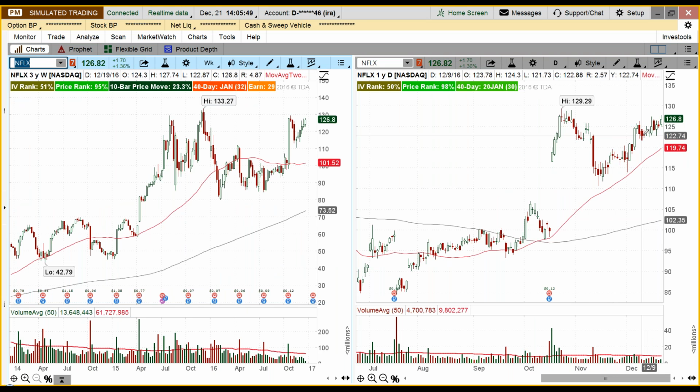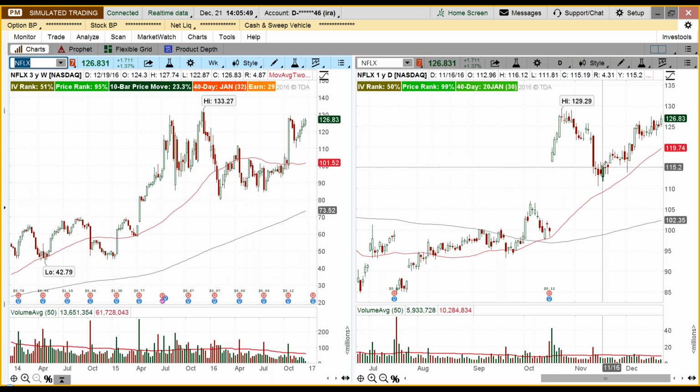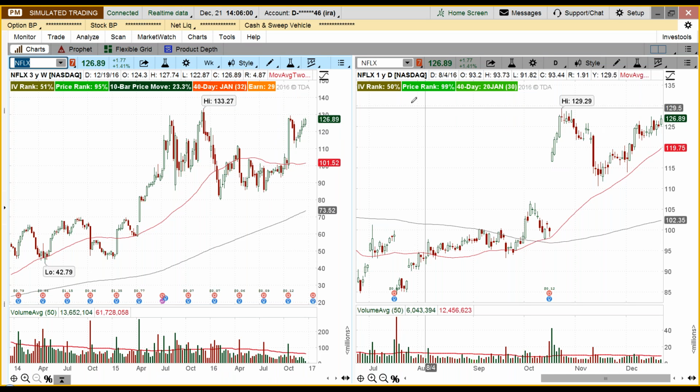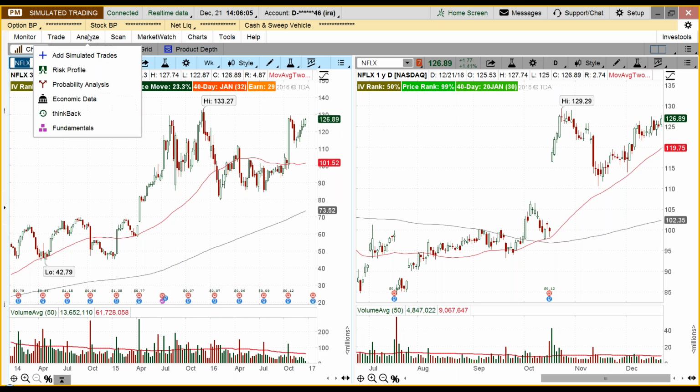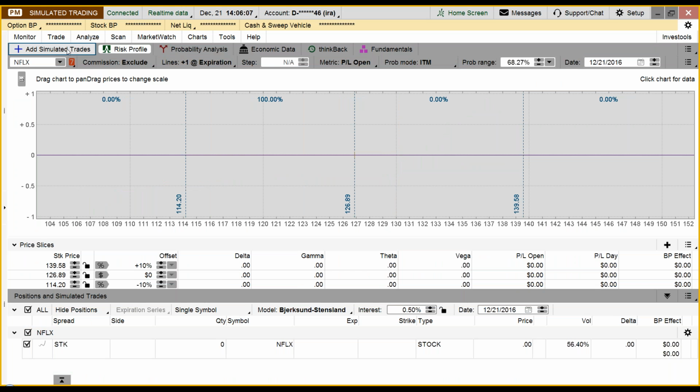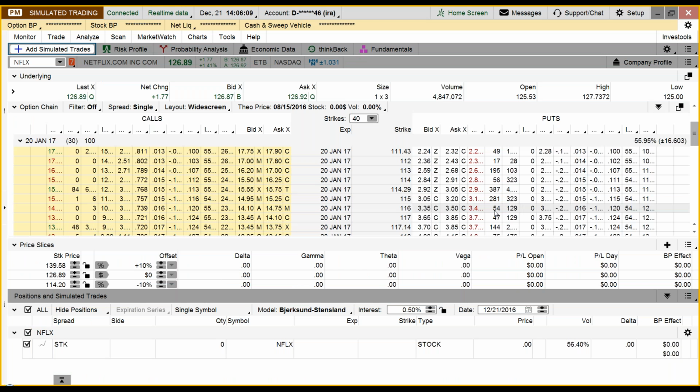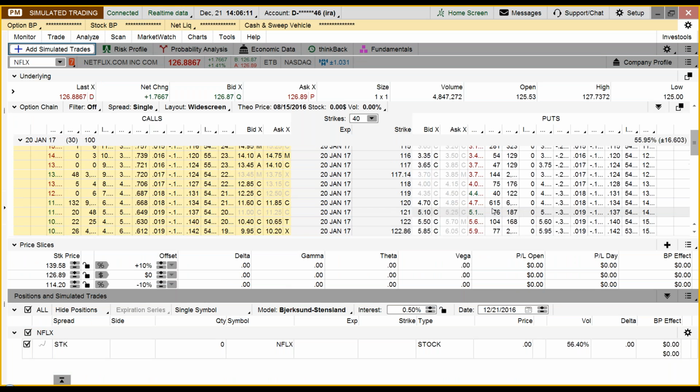It's been hanging on the 50-day moving average pretty good. Got a little bit of a mini cup formation going here, both on the weekly and the daily. IV's a little up. They've got earnings in 29 days. So let's see if we can find something on the bullish side.